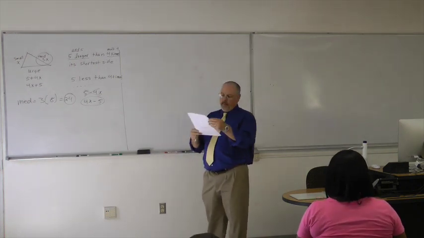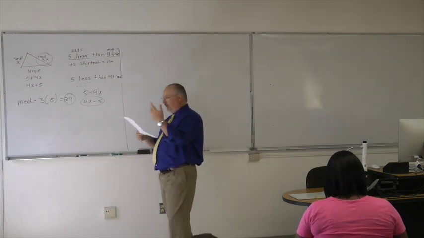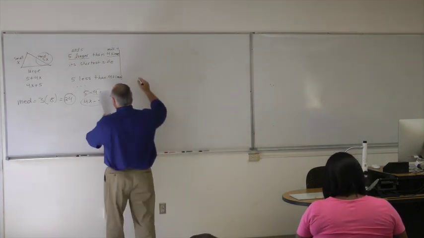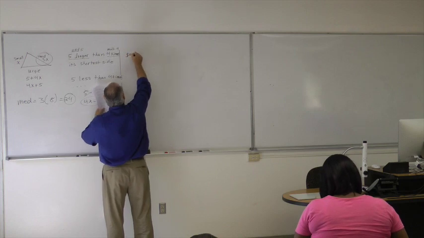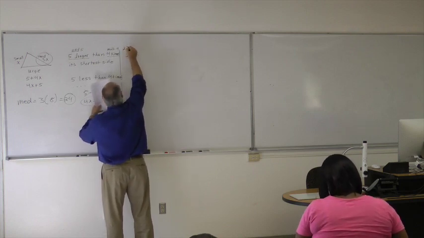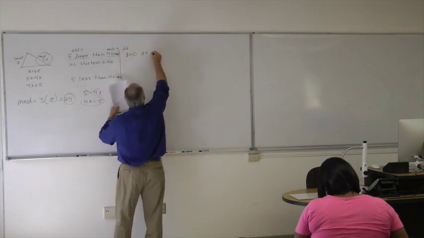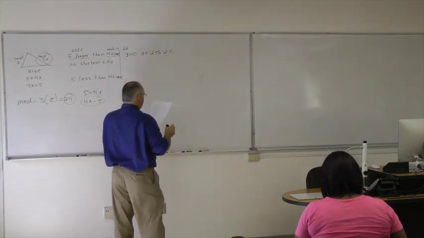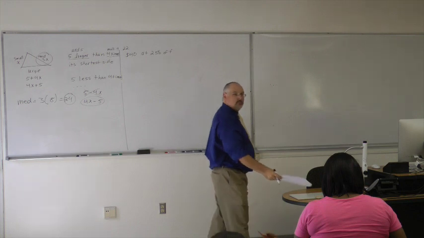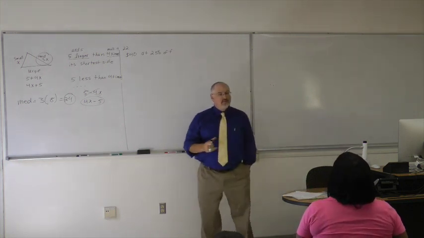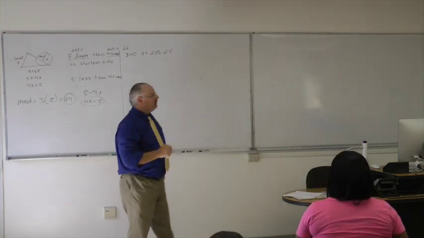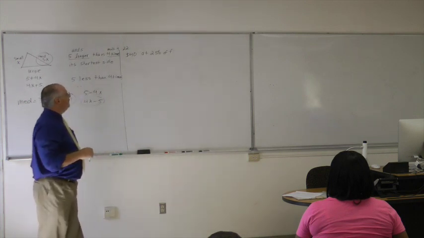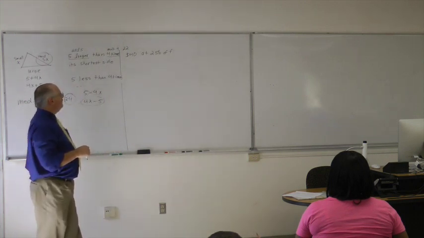Alright, so the first part. He bought something at $40. This is number 22. At 25% off. So what do we do here? Thoughts? We multiply 40 by 0.25, that's what I mean.